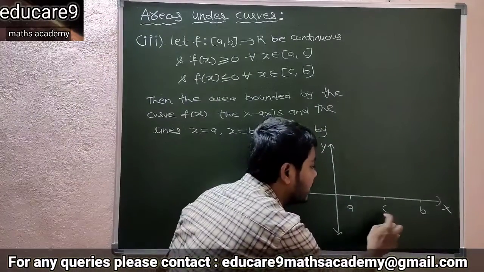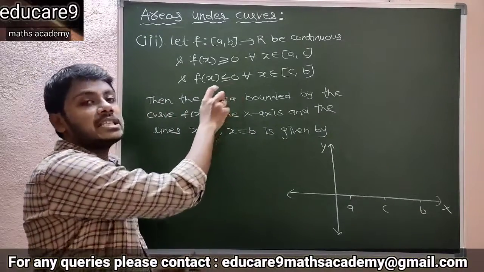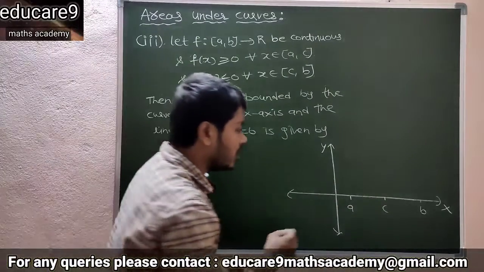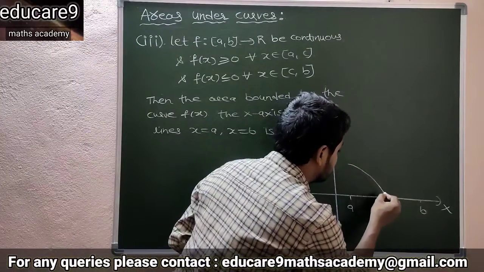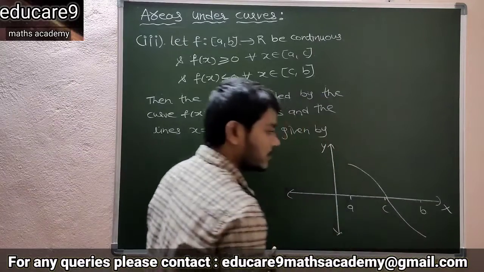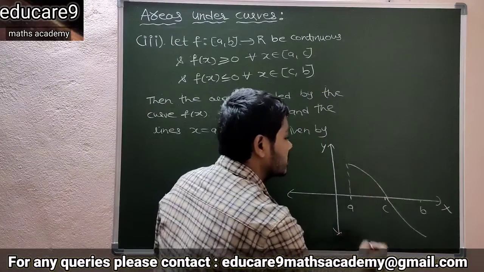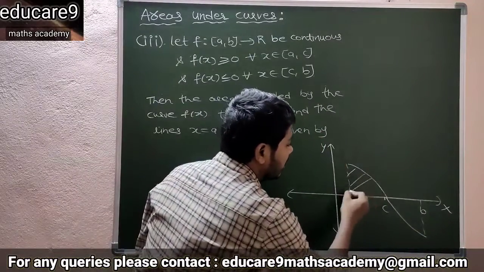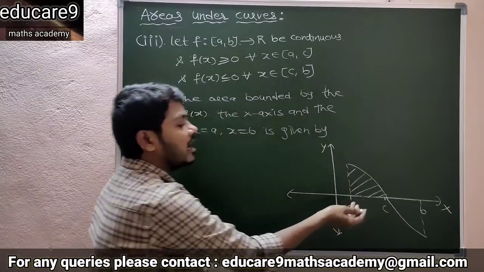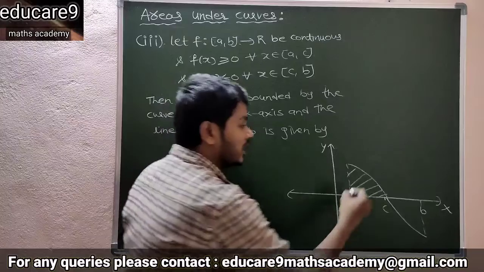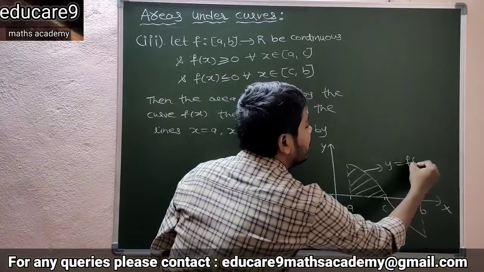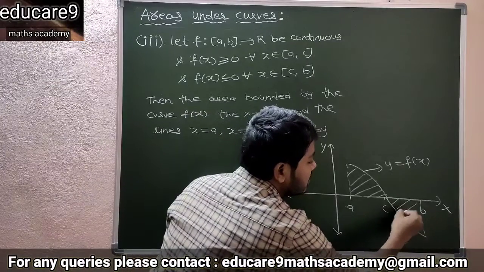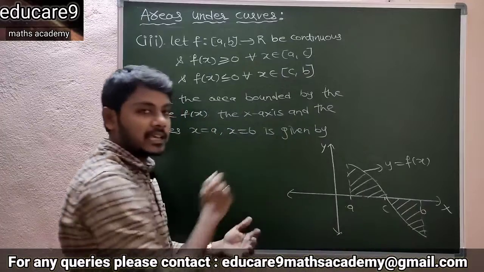But in the interval c to b, f of x is less than or equal to 0, so the graph lies below the x-axis. Therefore the graph crosses the x-axis, like this. Here are x equals a and x equals b. In the interval a comma c, the graph lies above the x-axis, and this curve is y equals f of x.